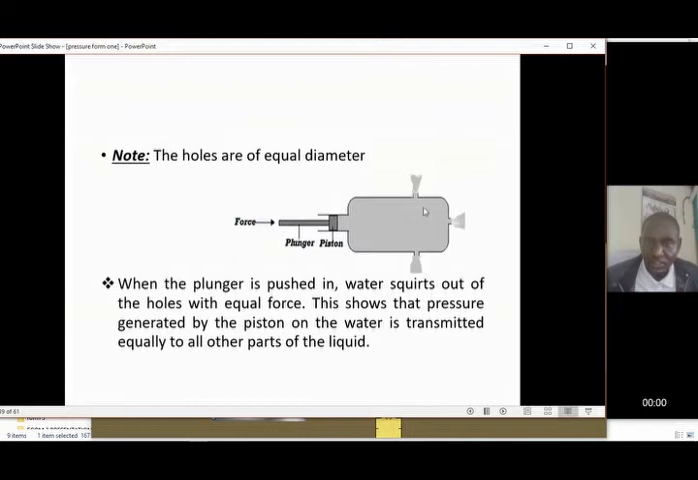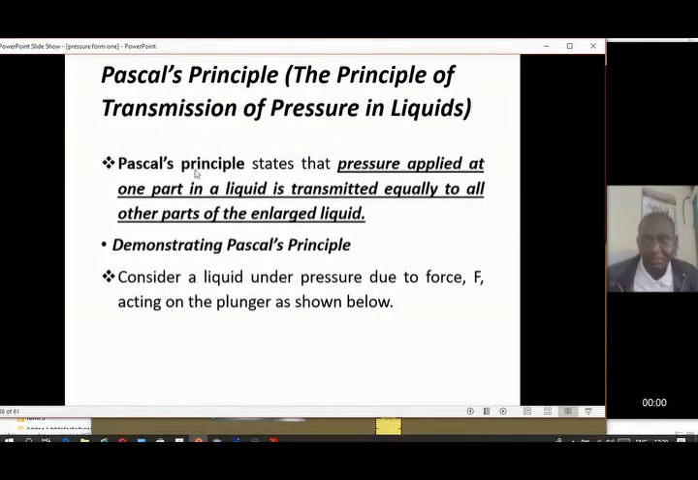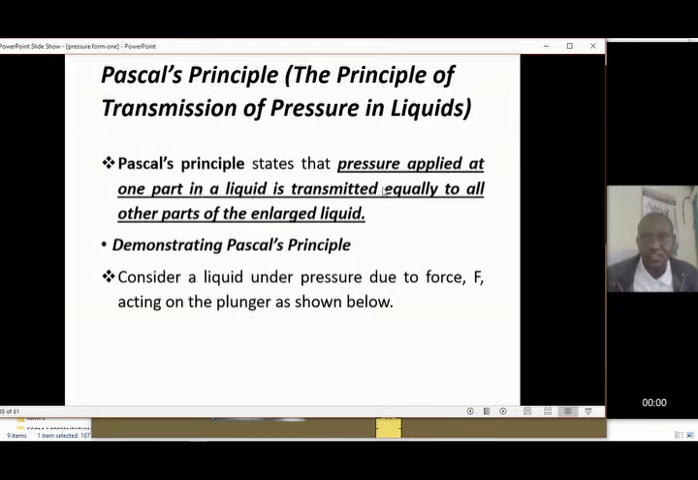If you have got water placed inside here, then you have got a piston, you push the liquid inside. When the plunger is pushed in, water squirts out of the holes with equal force. This shows that pressure generated by the piston on the water is transmitted equally to all other parts. We cannot say that that which goes here is greater than that which goes there. No, they go out at the equal rate. So Pascal's principle states that pressure applied at one part in a liquid is transmitted equally to all other parts of the enclosed liquid.